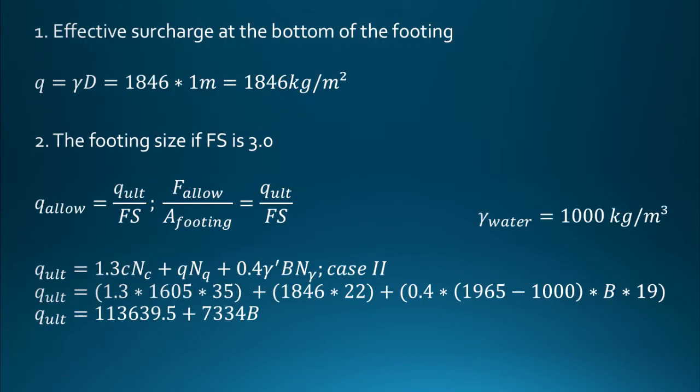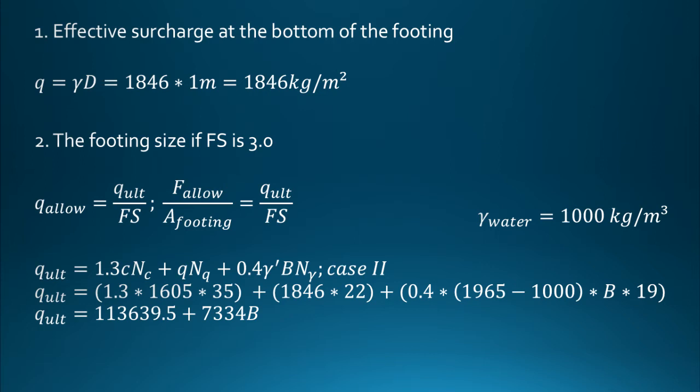Effective surcharge. Sabi ko nga, mabilis lang yan. It's just yung Q equals gamma D. So, 1,846 times 1 meter. Yun na mismo yung value. We should have 1,846 kilogram per square meter. Now, ano ngayon yung size ng footing kapag ang factor of safety is 3?